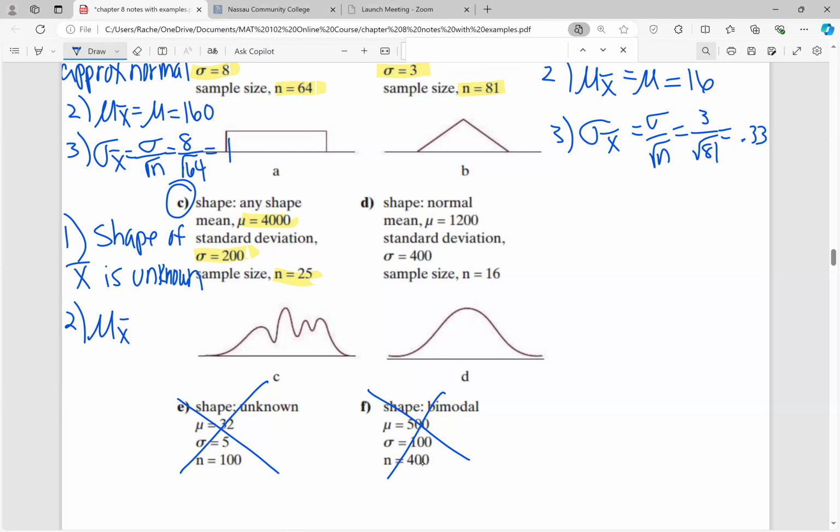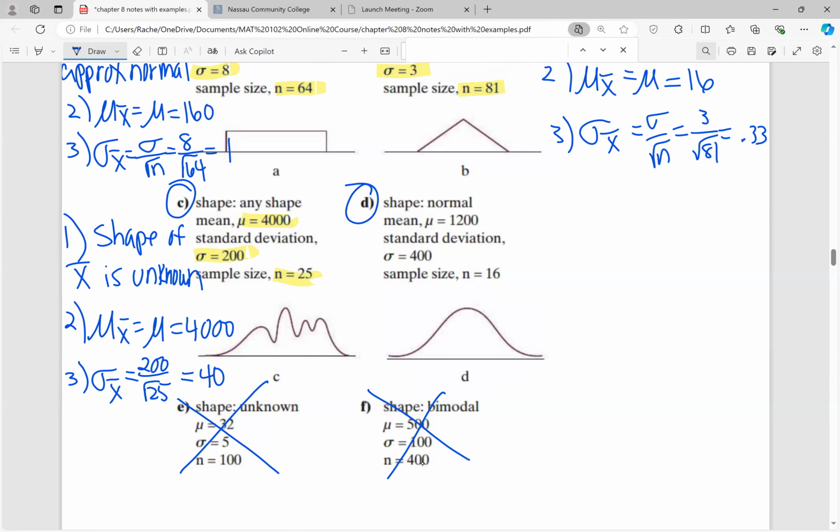Mu sub X bar is going to be equal to mu, which is 4,000. And then we could calculate sigma sub X bar, which we know is sigma divided by the square root of n. So we're going to take 200, divide that by the square root of 25. So we're going to take 200 divided by 5, and we're going to get 40. So even though the shape of X bar is unknown, since we couldn't apply the central limit theorem, we could still calculate the mean and the standard error of the sampling distribution of the mean.